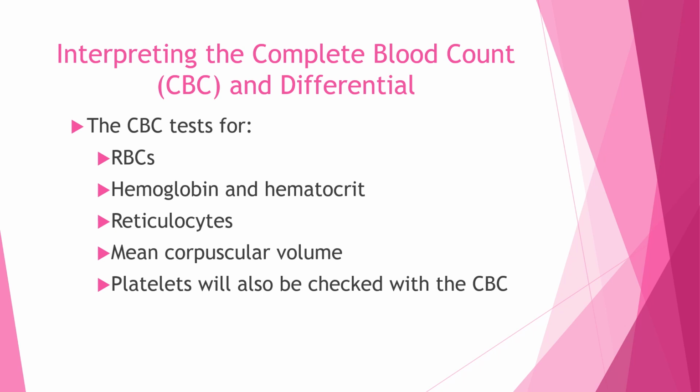And looking at the differential, we can anticipate where the infection may go, and the doctor can interpret this in creating the treatment plan. So the CBC is going to test for RBCs, hemoglobin and hematocrit, the reticulocytes, the mean corpuscular volume, and the platelets will also be checked when we are looking at the CBC.